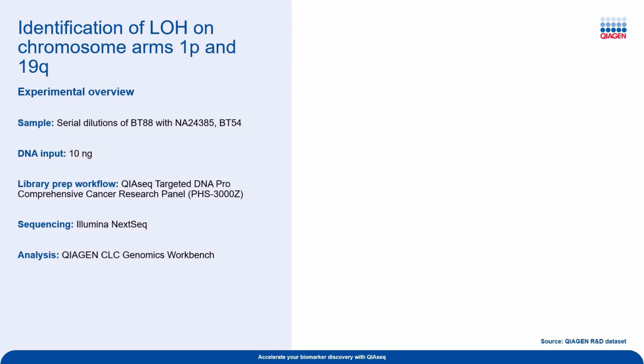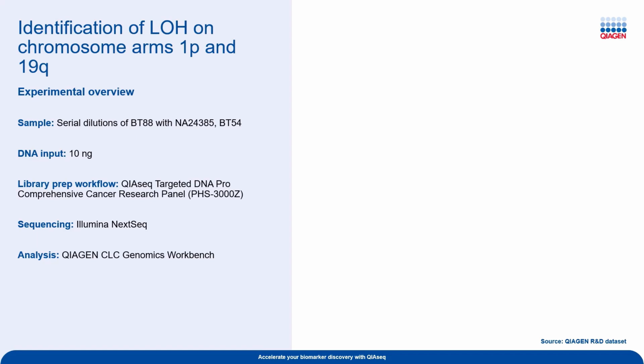As we learned from Dr. Bulfoni's presentation, the combined assessment of IDH1 mutation status and LOH or co-deletion for 1p and 19q is important for molecular classification of gliomas. So in this slide, I will show the feasibility of this combined assessment with minimal sample input with QIAGEN Targeted DNA Pro workflow.